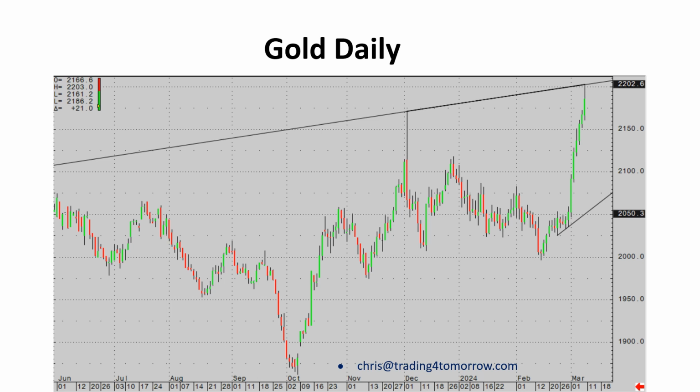So let's just see if it wants to go higher. Again, part of that rally will be weakness of the dollar, as well as perhaps some investors looking to take their risk off.